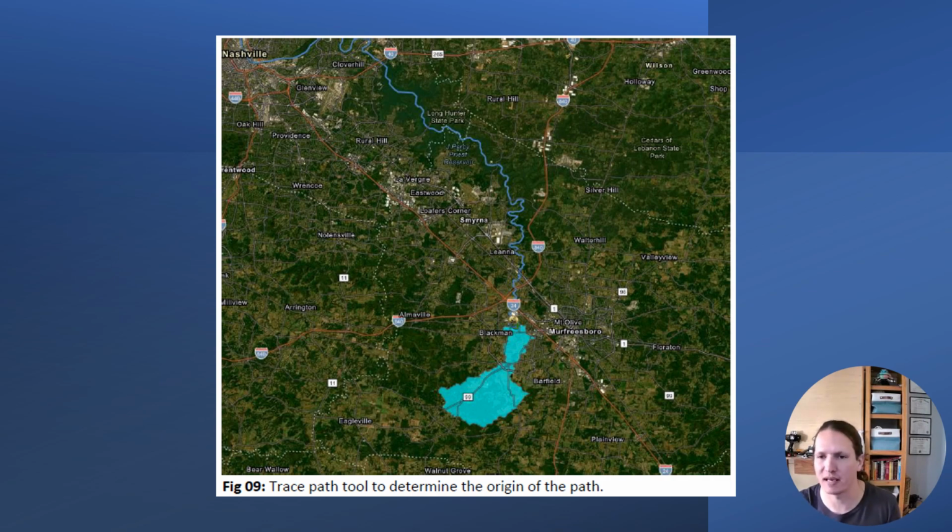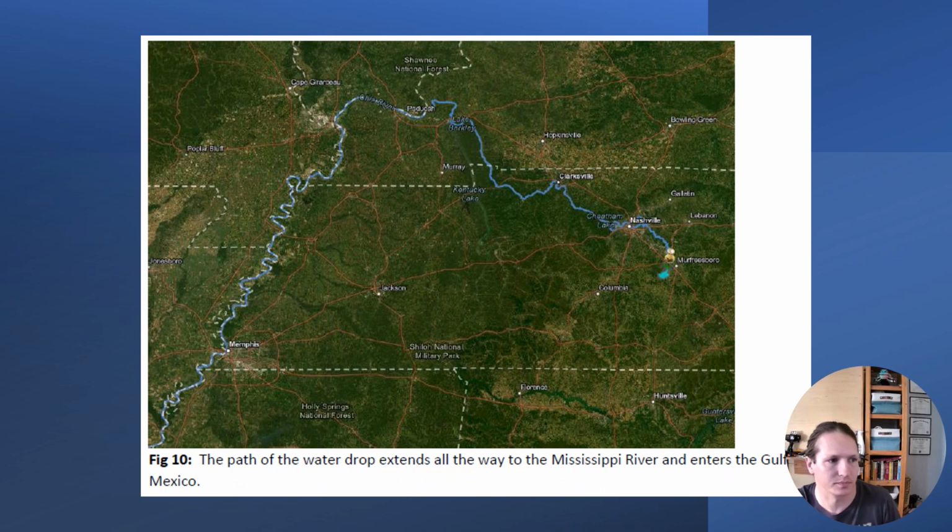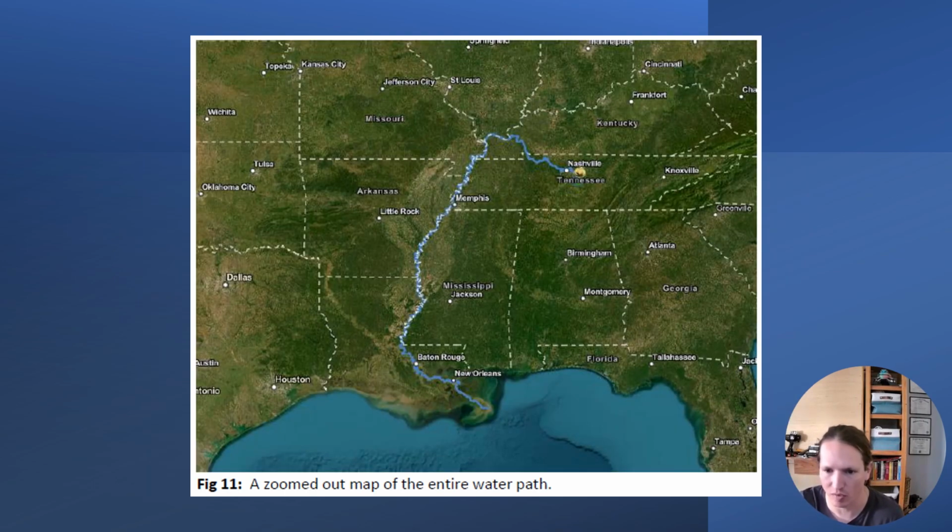What it does is it traces once that pollution or raindrop, whatever it is, enters the waterway, this tool traces that waterway as a tributary to the next confluence or larger stream or river. And tracing it, it traces all the way to the Mississippi River, actually, pretty far north of Memphis, traces down along the Mississippi River and eventually enters the Gulf of Mexico.